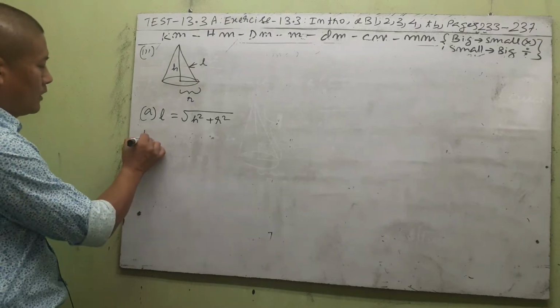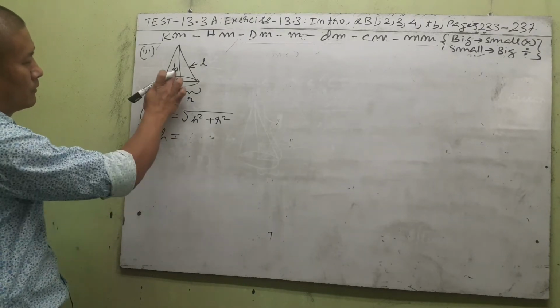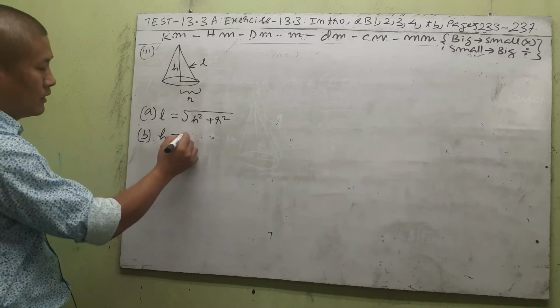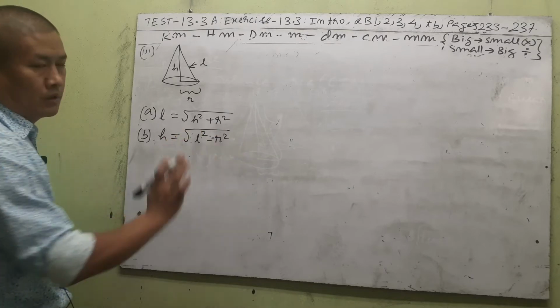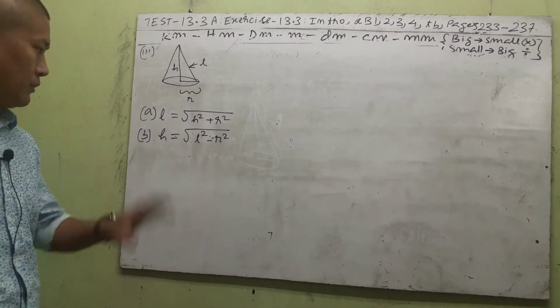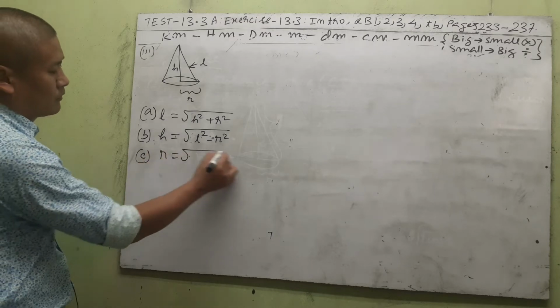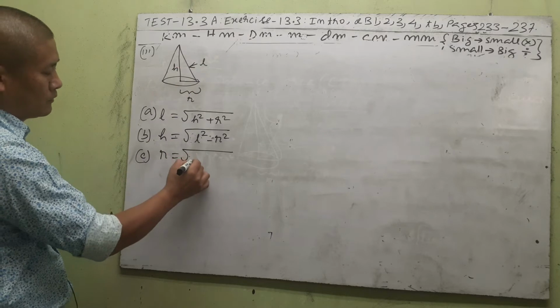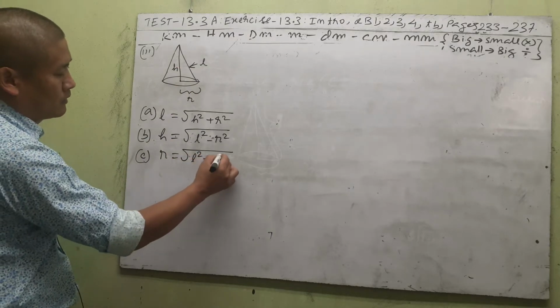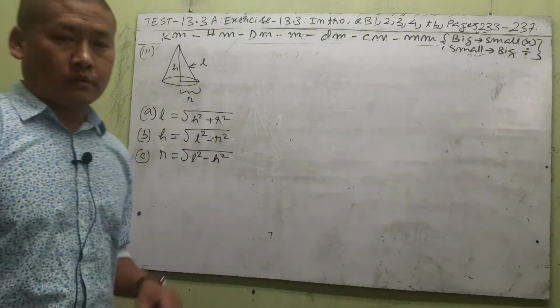Memorize that. B: H, if you want to find when L and R values are given, will be root over always L squared minus R squared, not R squared minus L squared. Memorize it properly, okay? C: R, when L and H are given, will be root over L squared minus H squared. These are the formulas. So there are 5 formulas we're going to need in this exercise.